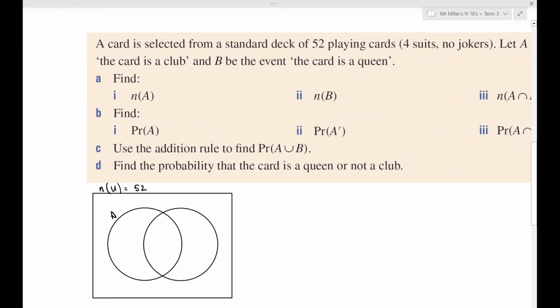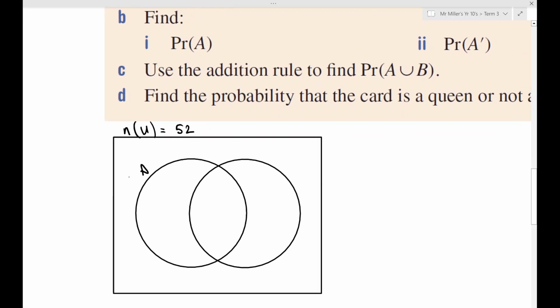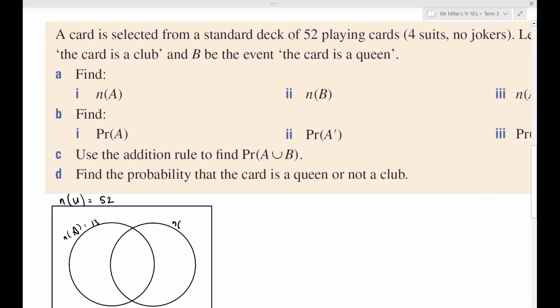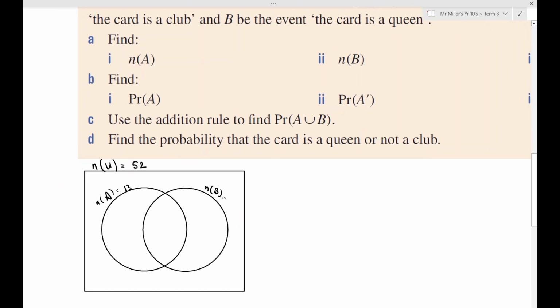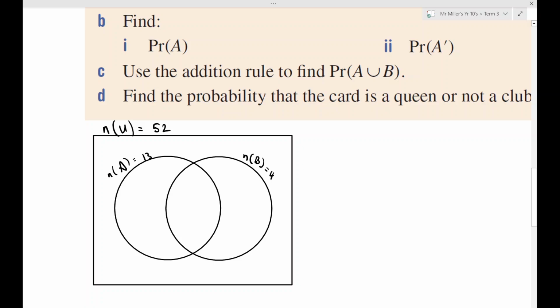And so if there's 4 suits in a deck, that means the deck is going to be split up into quarters. Each suit is going to take up a quarter of the deck. So 52 divided by 4, that's 13. I know that the number of elements in event A, a card being a club, is going to be a quarter of the deck, 13. Number of elements in event B, the card is a queen. Well, there are 4 queens in the deck, one of each suit. So there's going to be 4 outcomes or elements in the set B.